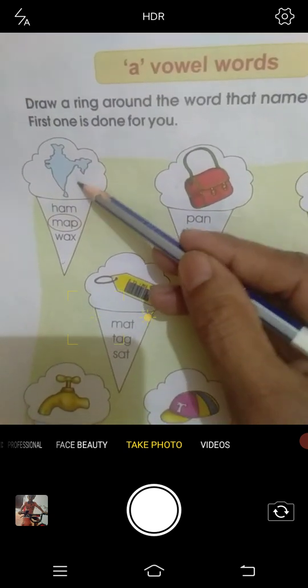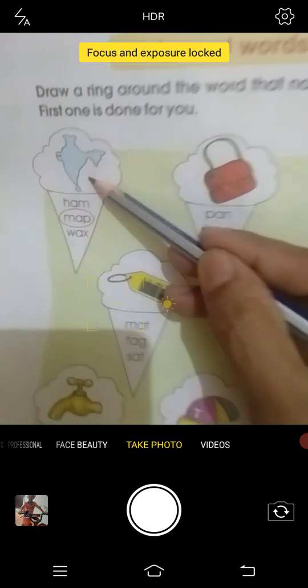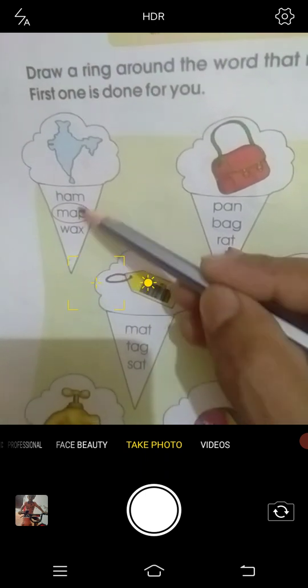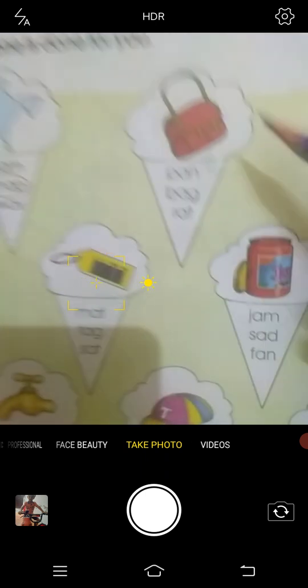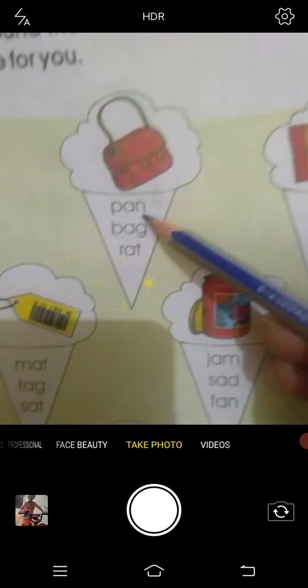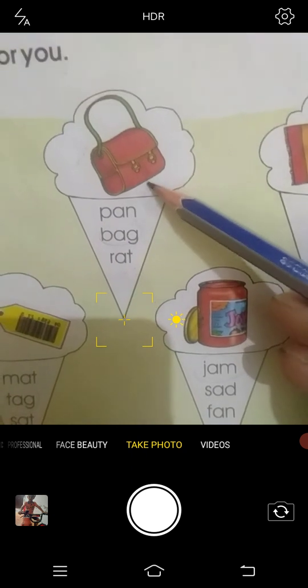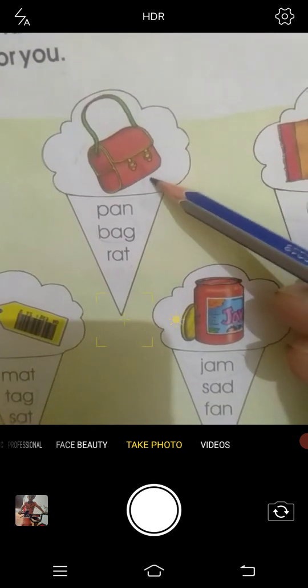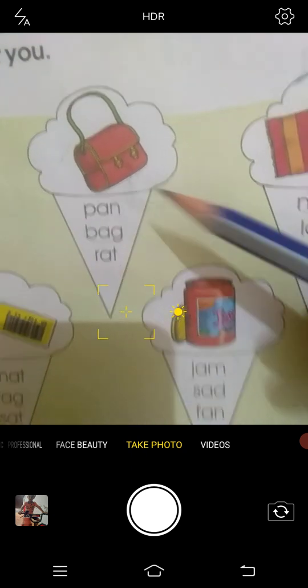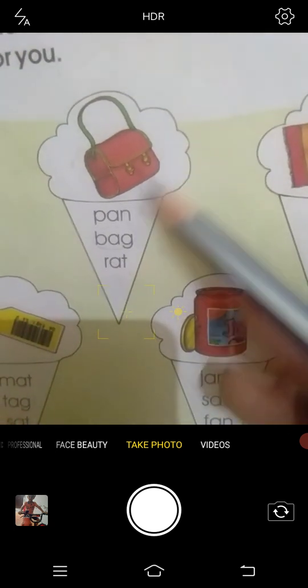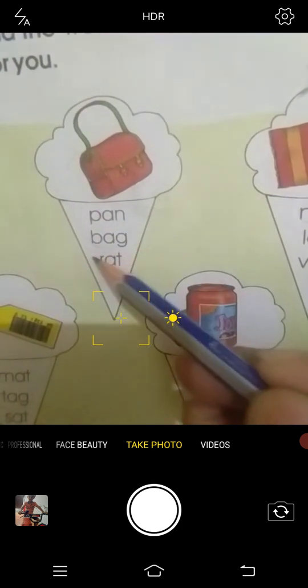What is this? This is MAP, map. HAM ham, MAP map, WAX wax. This is MAP, map. What is this? PAN pan, BAG bag, RAT rat. What is this? Your mama takes this when she goes to a marriage, or outside to the market. Mama takes the bag with her. So this is BAG, bag. We make a ring around this, beta.